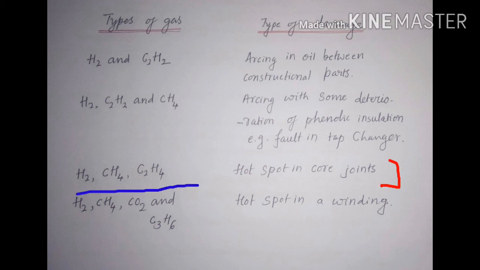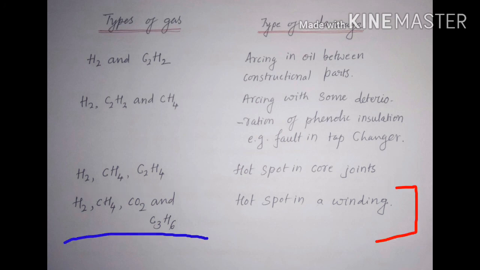Presence of hydrogen, methane and ethene gas indicates that there is hot spot in core joint, and presence of hydrogen, methane, carbon dioxide and propene indicate that there is hot spot in winding.